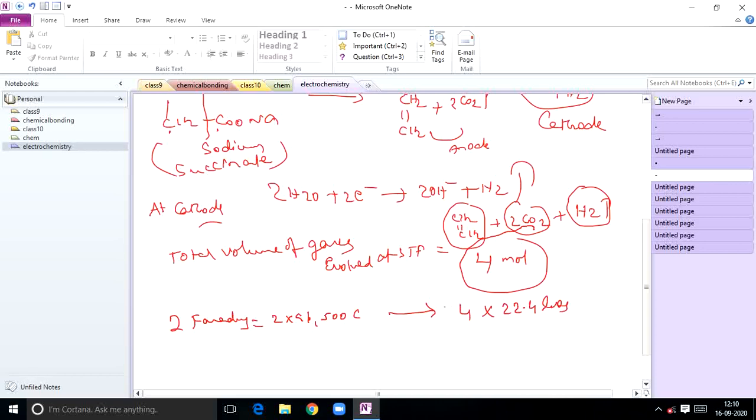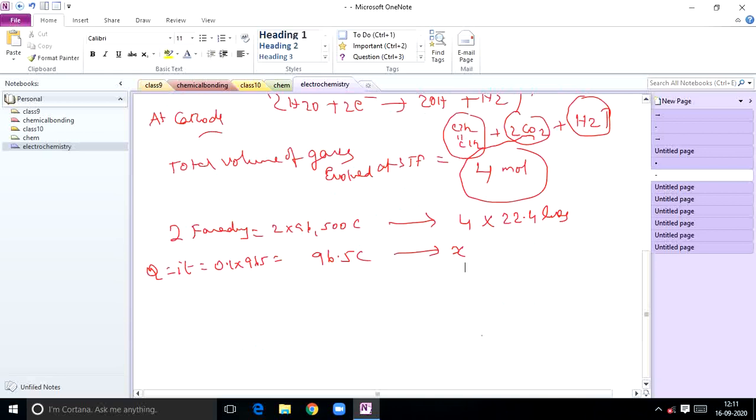Now, according to the given question, we have to calculate Faraday. So Q is equal to IT. What is I given? 0.1 into 965. So how much will you get? 96.5 coulombs. So that means here 96.5 coulombs will give how much? X. For 2 into 96,500 coulombs, 4 into 22.4 liters. For 96.5 coulombs, how much? So how much will you get, students? X is equal to 4 into 22.4 into 96.5 by 2 into 96,500.